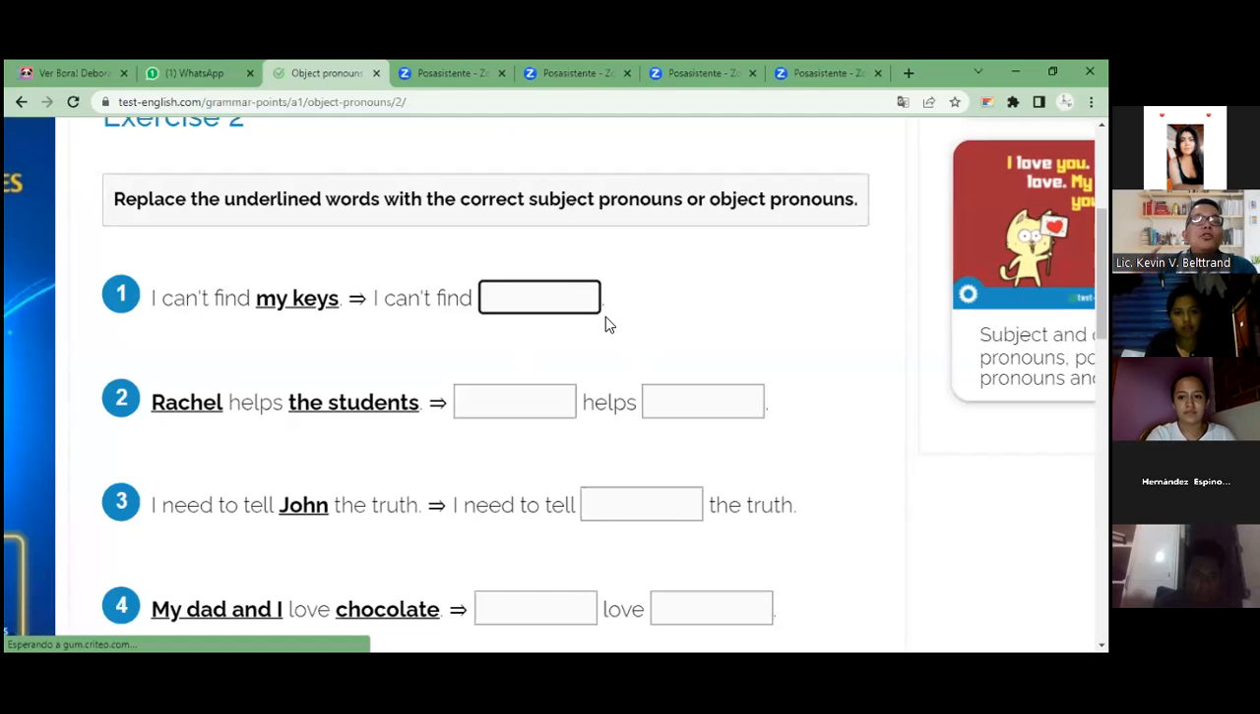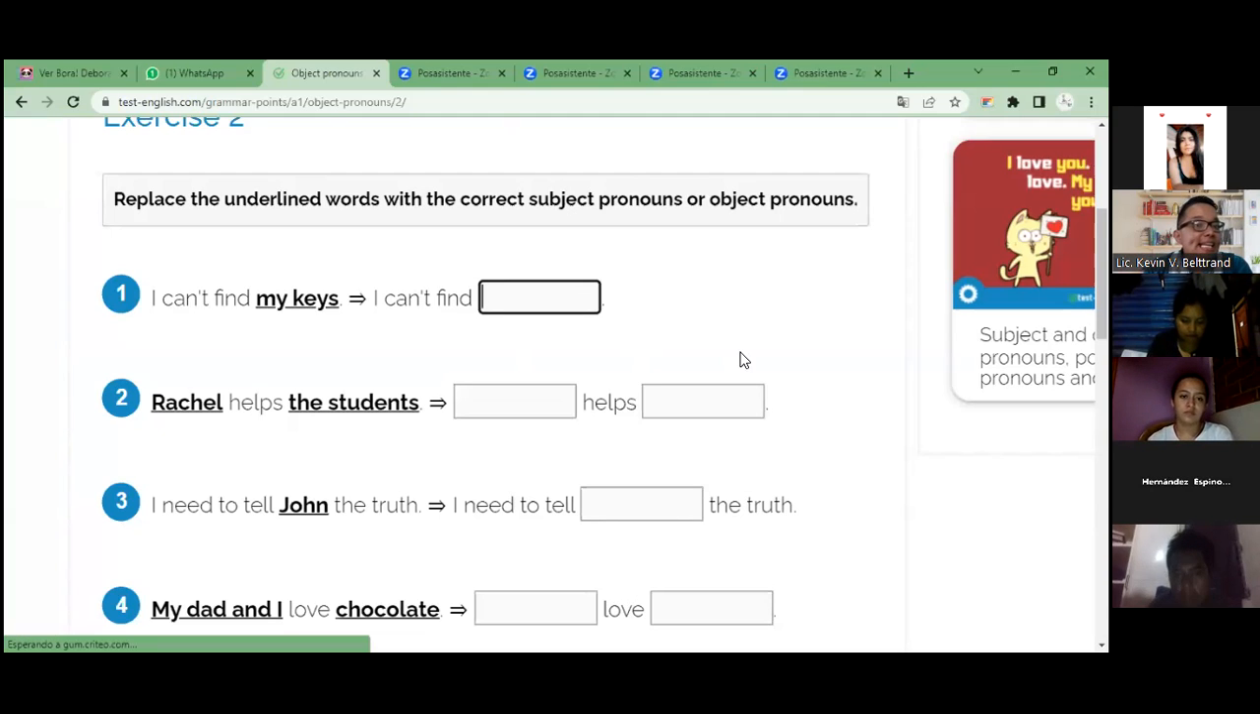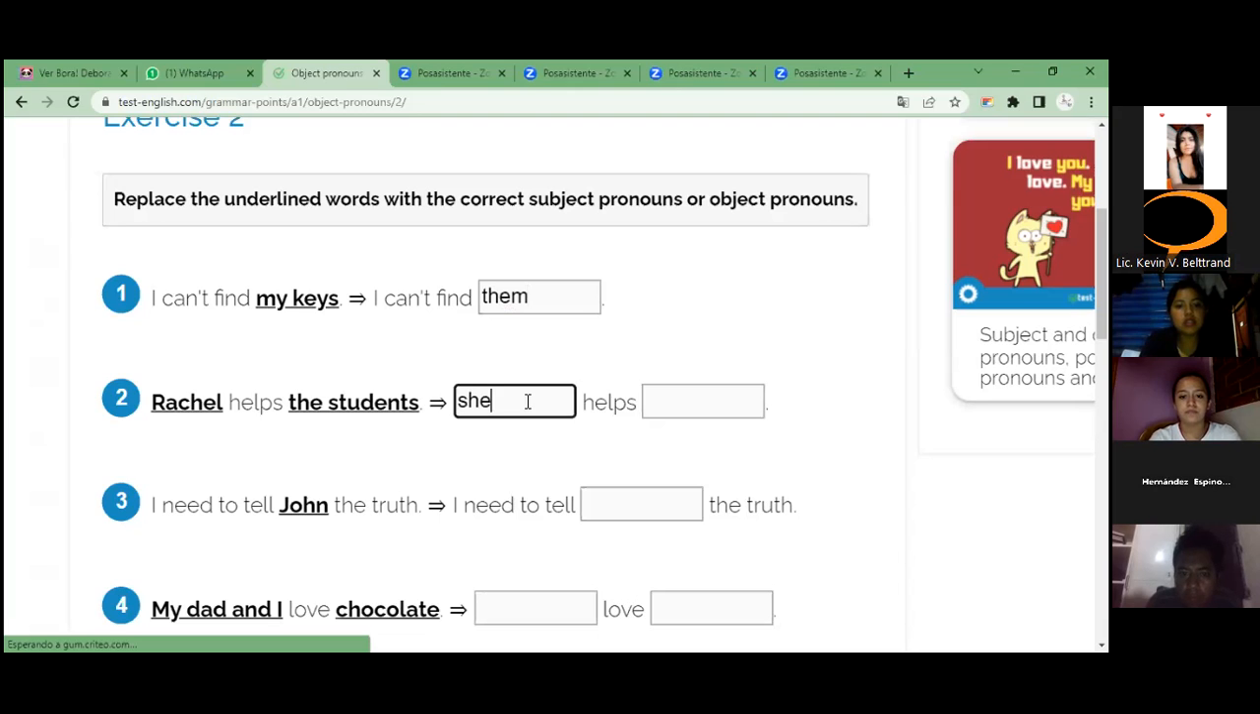Yeah, you have to substitute the underlined words with the correct subject or object pronouns. Example number one, I can't find my keys. So what is the correct one? I can find it. Are you sure? Them. I can find them because it's plural. All right, let's go. But todos ayuden a Verónica. Let's go. Okay. She. Yeah. She helped them.